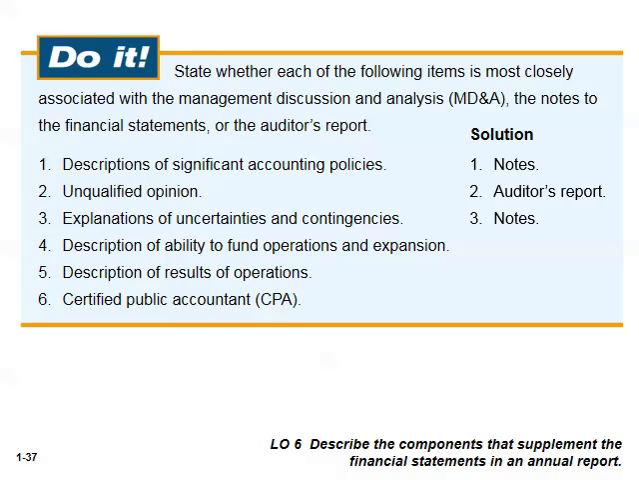Description of ability to fund operations and expansion. That's going to be in your MD&A. Description of results and operations, also in your MD&A. And a certified public accountant or CPA, they're the ones who prepare the auditor's report.